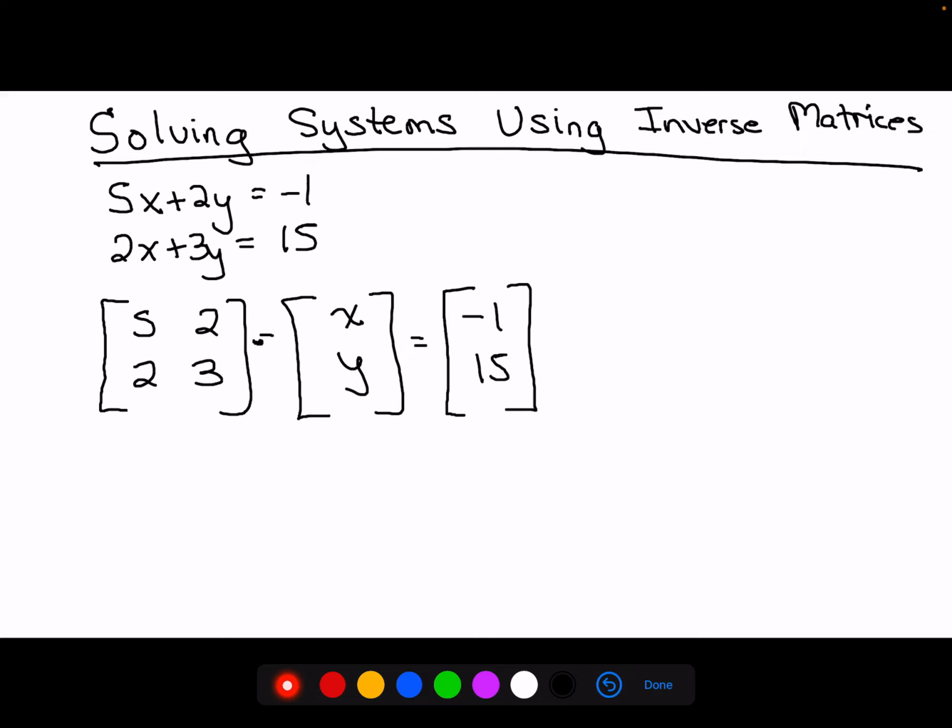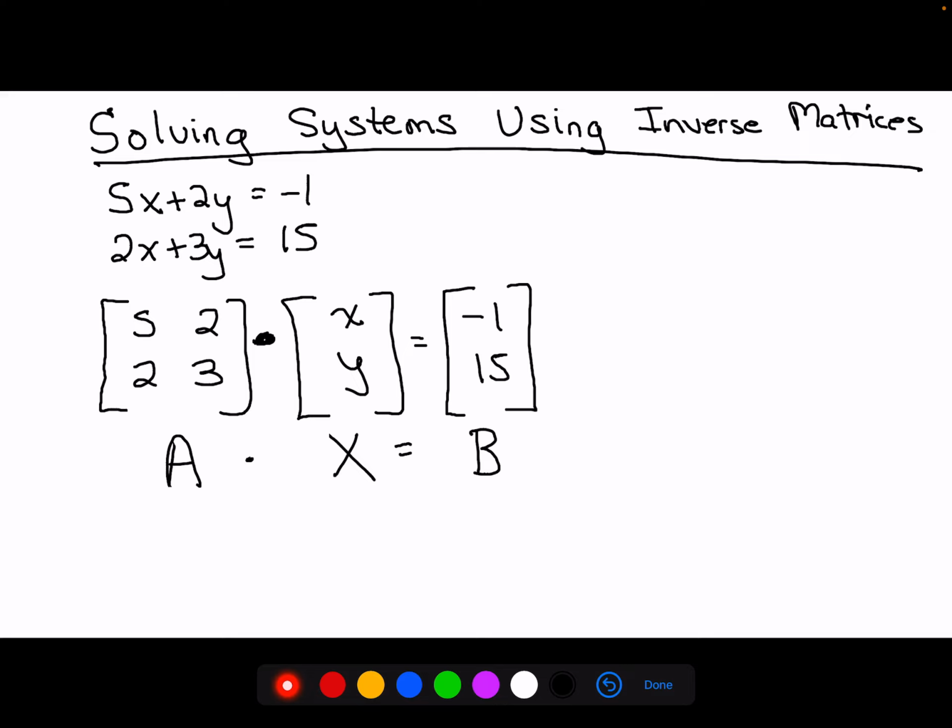So you can set it up so that you have a matrix A times matrix X, which we'll call capital X, equals matrix B. And if you don't believe me, multiply it out. Take matrix A and multiply it with matrix X and see that that gives you 5x + 2y and 2x + 3y, and then we know that it equals the -1 and the 15. It works. So that's one way to set it up.